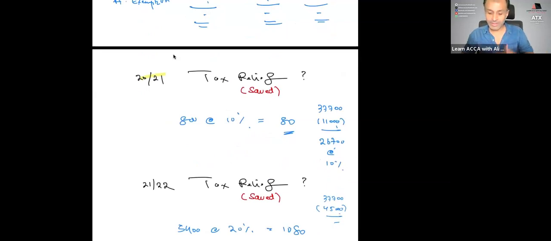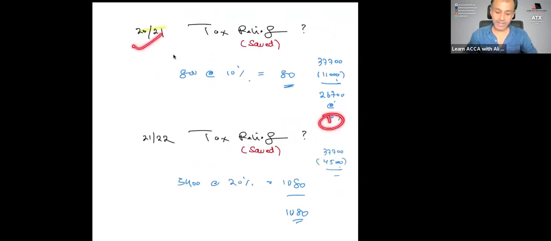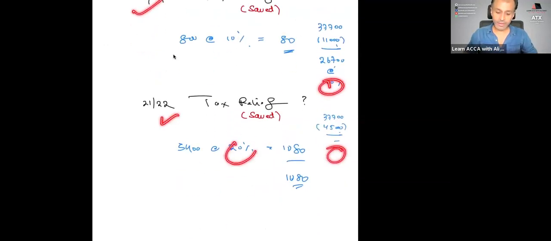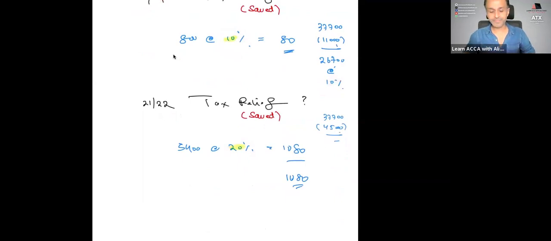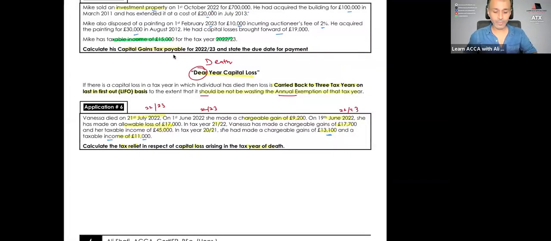We assessed the rate at which the lady pays tax in that tax year and in this tax year, and according to that, definitely she will end up saving tax. Okay with this? No problem.